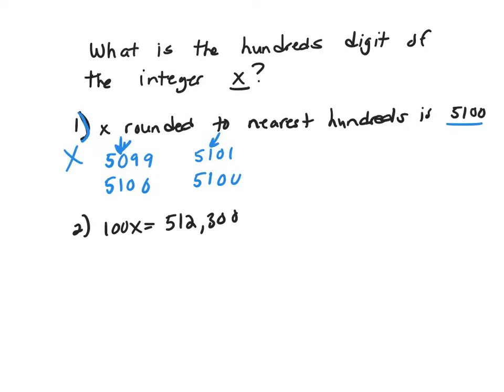Look at clue 2. 100x equals 512,300. So dividing by 100 is going to move the decimal place over 2 places: 5, 1, 2, 3. That's all that does. Nothing else is going to change. The hundreds digit is always going to be 1. That works. We can answer the question. The answer is B.